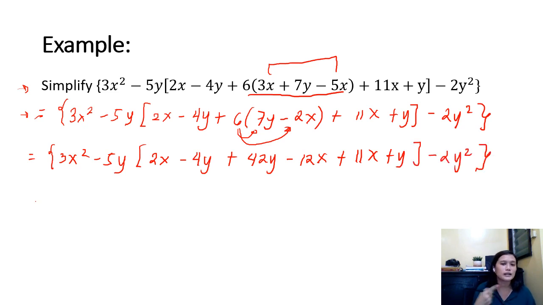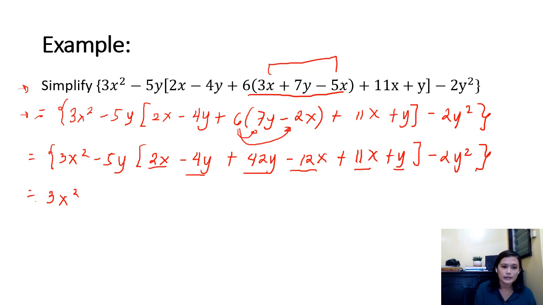So we need to get rid of the innermost, so you need to work from inside out. So we need to add the similar terms here. We could combine like terms. We have negative 4y and then we have 42y. What else? We have 2x and then negative 12x and then we will have 11x, right? And we still have y also here. So we could add them up. So you will have now 3x squared. I will just get rid of the braces.